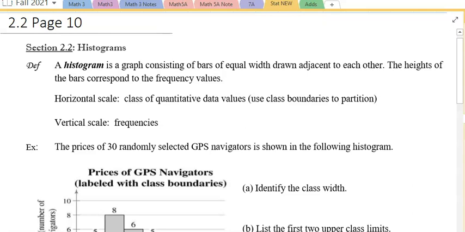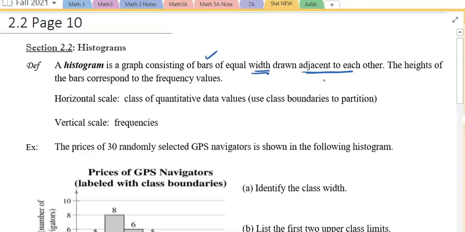Section 2.2 talks about a histogram. A histogram is a graph consisting of bars of equal width drawn adjacent to each other. That's what separates a bar graph from a histogram. In a bar graph, there are some spaces between the adjacent bars, but in a histogram, those bars are connected to each other.